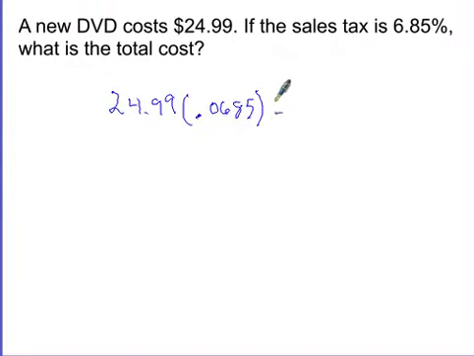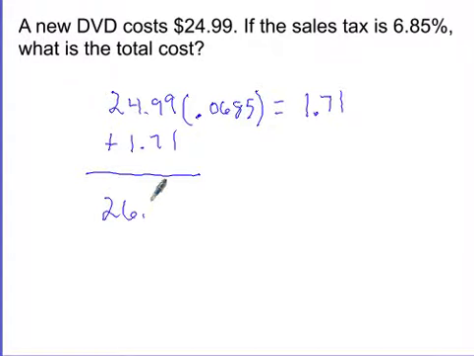Let's get those calculators working here. 1.71. So what does that mean? That's the tax. What do I need to do now? Add it to the cost. So add plus 1.71. So that'd be 26.70, right? Yep. So $26.70.